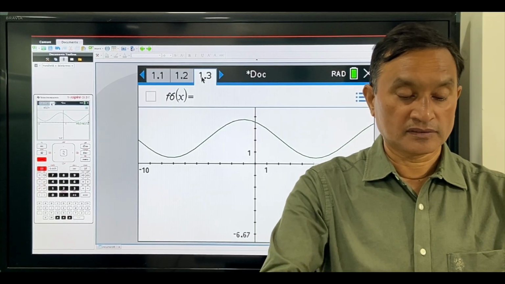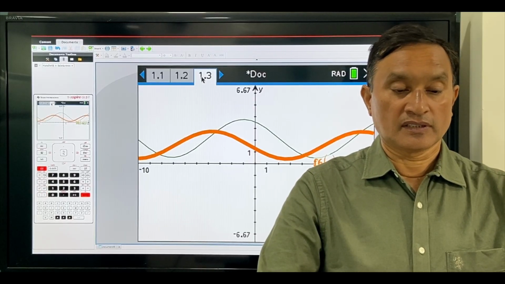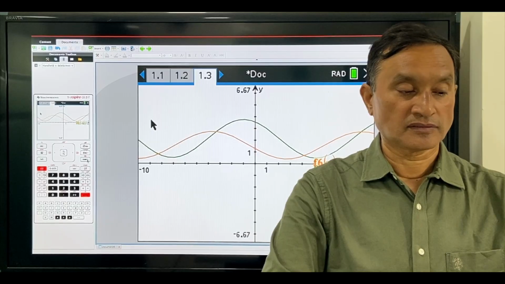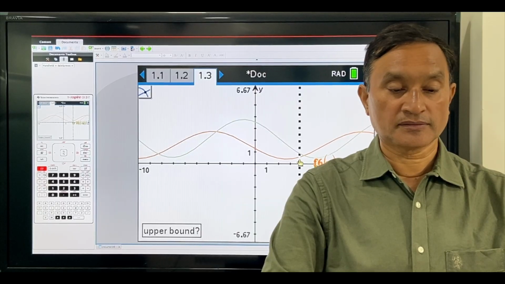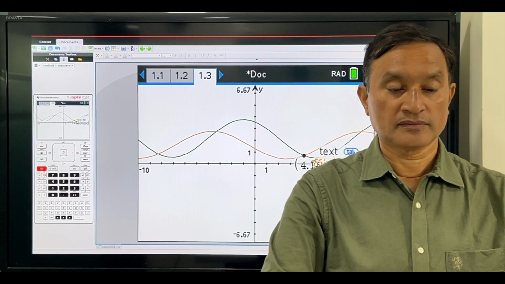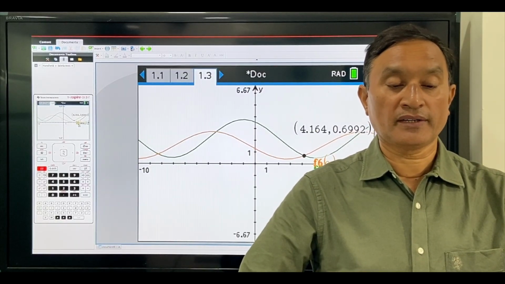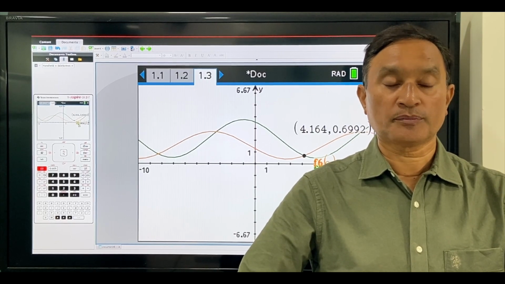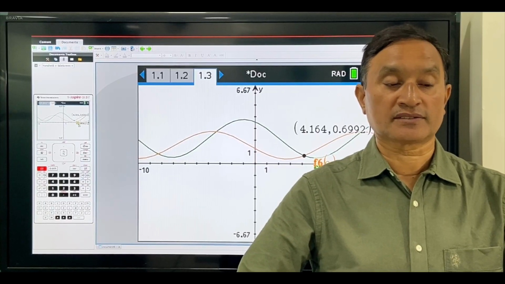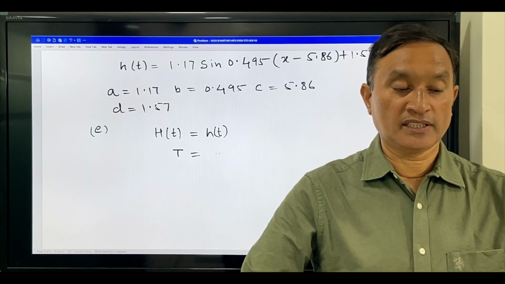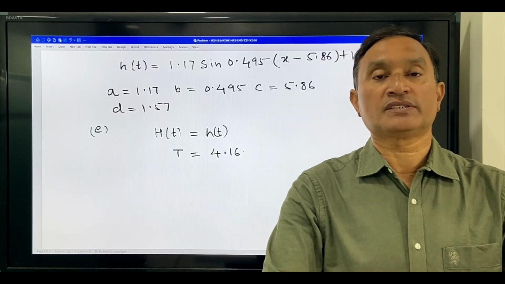And here phi of x, the point of intersection, the first point of intersection, so the value of t is 4.164. So to 3 significant figures it would be 4.16. So capital T is equal to 4.16. So this is the solution of the given problem.